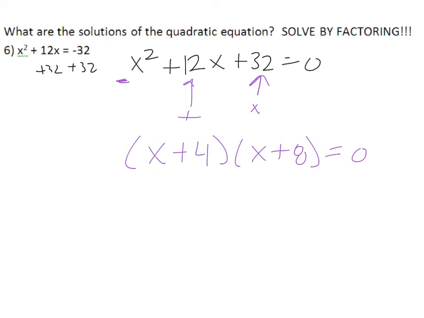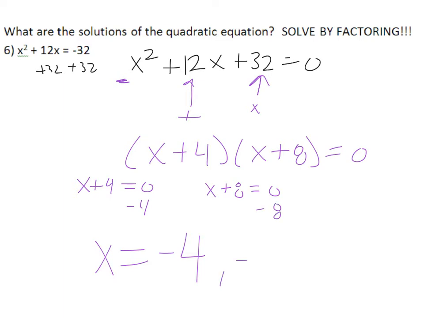Now, in order to solve for x, x plus 4 equals 0, x plus 8 equals 0, and I would get x is equal to, here I'd have to subtract 4, so that would be negative 4. Here I'd have to subtract 8, so it would be negative 8. So these would be my two solutions.